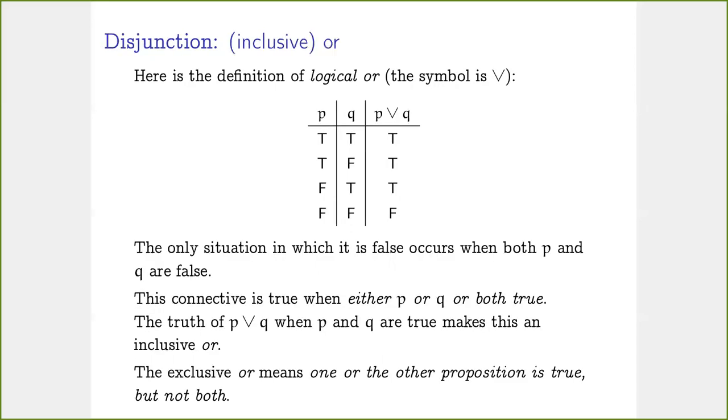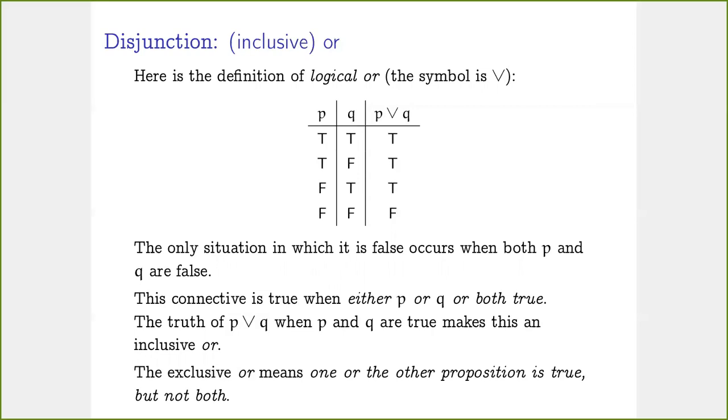Disjunction, or inclusive or. Here's the definition. The symbol for inclusive or is the V shape. If we look at the table, in all the different possibilities, P or Q is only false in one of them. It's true everywhere else. It's only false when both P and Q are false. This connective is true when either P is true or Q is true, or they're both true. The truth of P or Q when they're both true is what makes this an inclusive or.